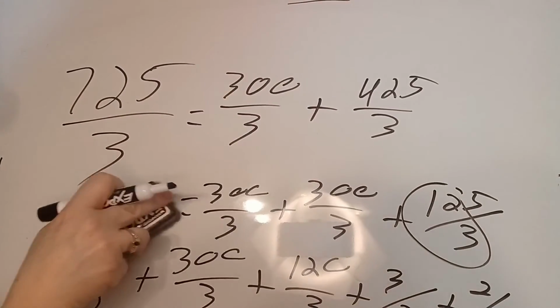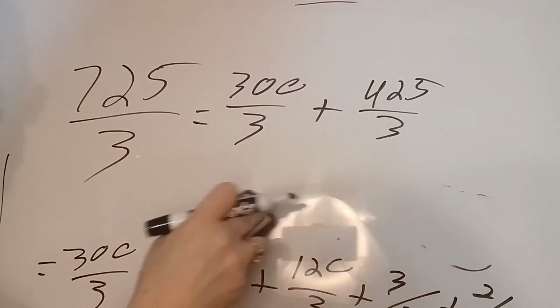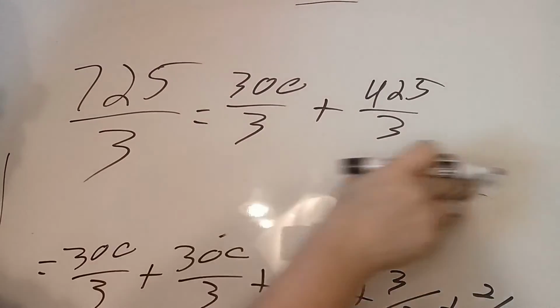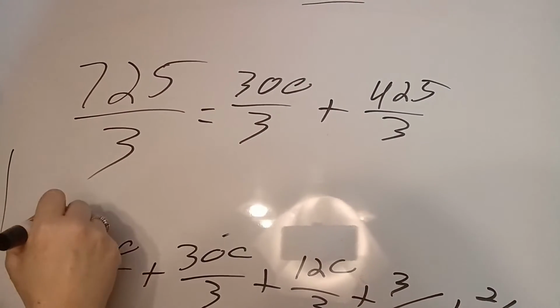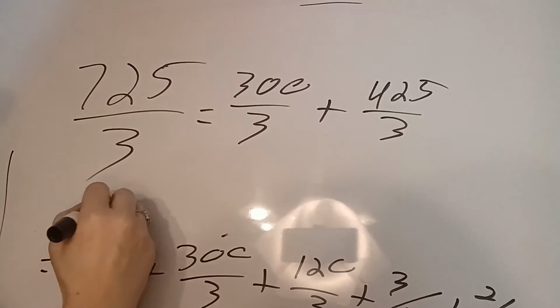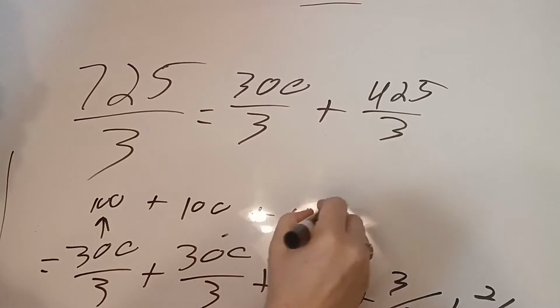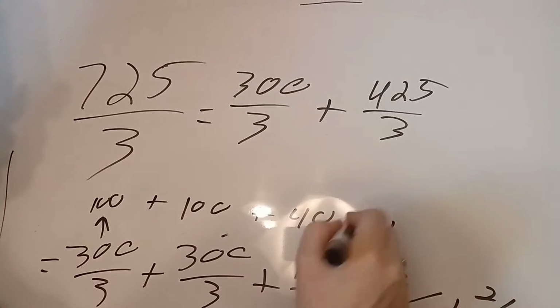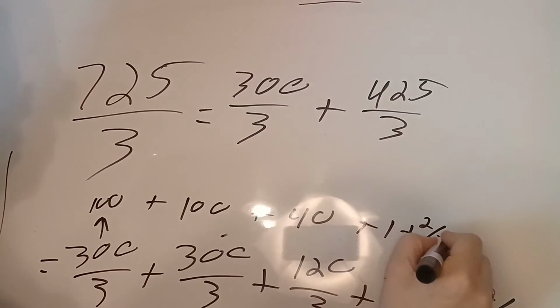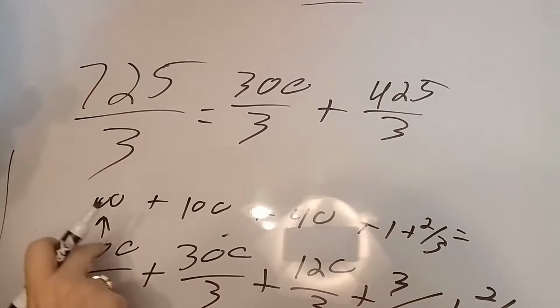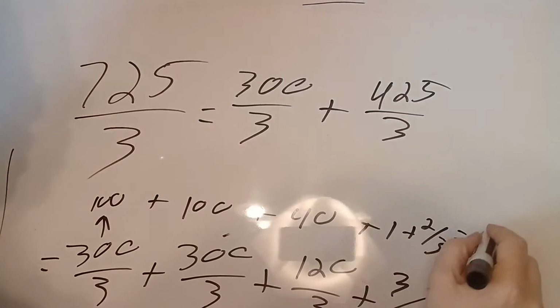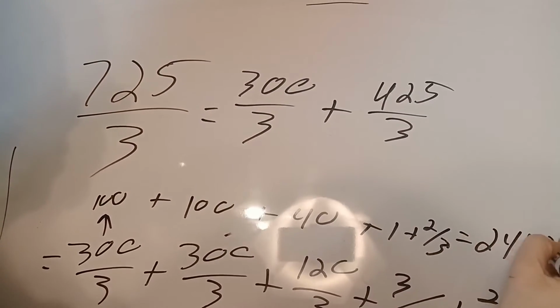All right. So now that we've got this written down, I'm going to make some space here. This is 100. This is 100. This is 40. This is 1, and this is 2/3. 241 and 2/3 is our answer.